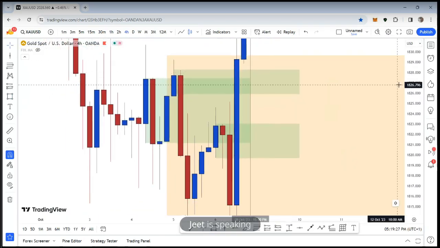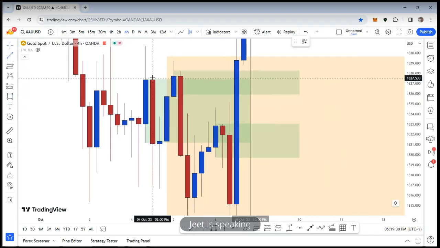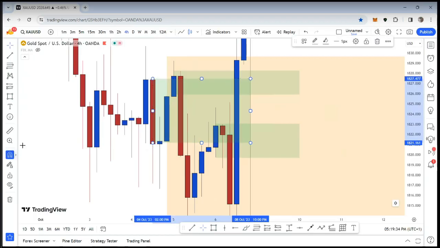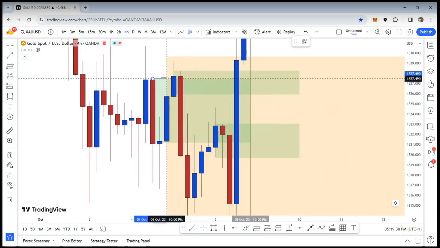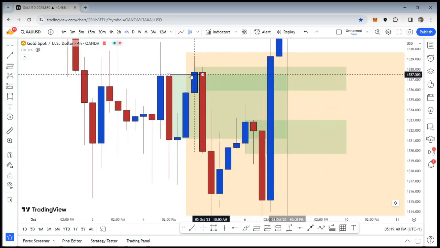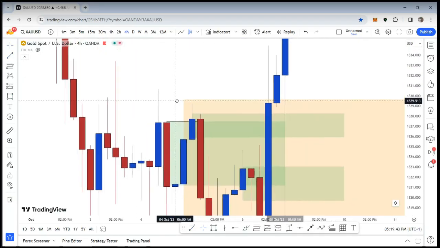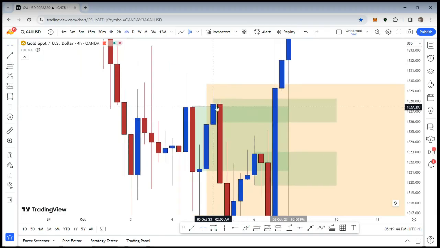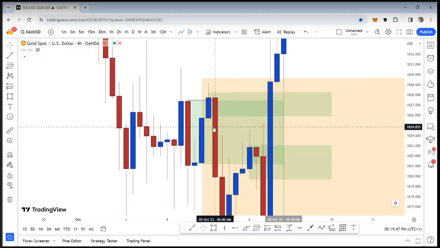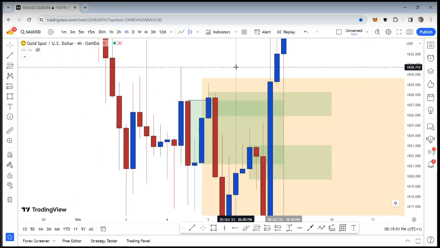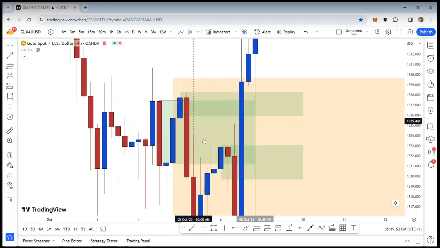Now, to me, this is a break of structure. 100%, this is a break of structure. Now, when price was coming back to retest this level, I wanted 1 hour to align in order for us to buy. And you can see that 1 hour never actually aligned.